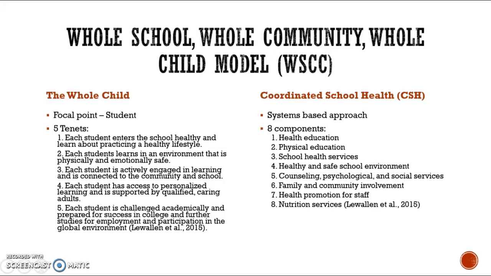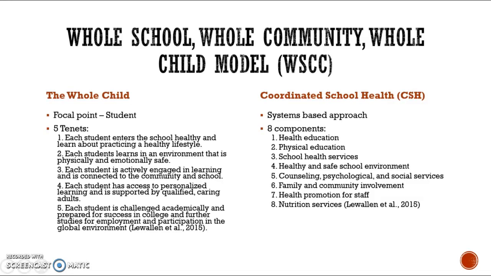The first one is each student enters the school healthy and learns about practicing a healthy lifestyle. The next one involves each student learning in an environment that is physically and emotionally safe. Number 3 is each student is actively engaged in learning and is connected to the community and school. Each student has access to personalized learning and is supported by qualified, caring adults. Number 5 is each student is challenged academically and prepared for success in college and further studies, for employment, and for participation in the global environment.